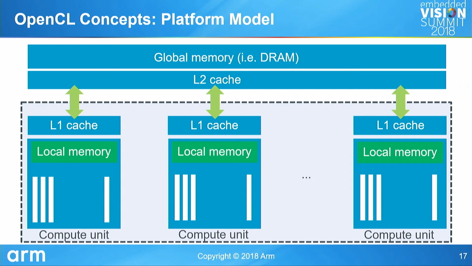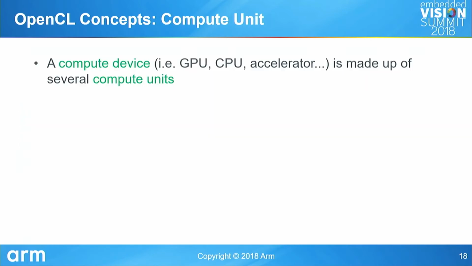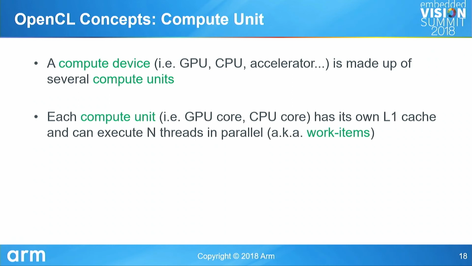Inside the compute device, we have several compute units. And each compute unit has an L1 cache. But let's summarize everything in a slide. So a compute device can be a GPU, CPU, or accelerator, and is made up of several compute units. Each compute unit, for instance, can be a GPU core, CPU core, or DSP, has its own L1 cache and can execute n threads in parallel.